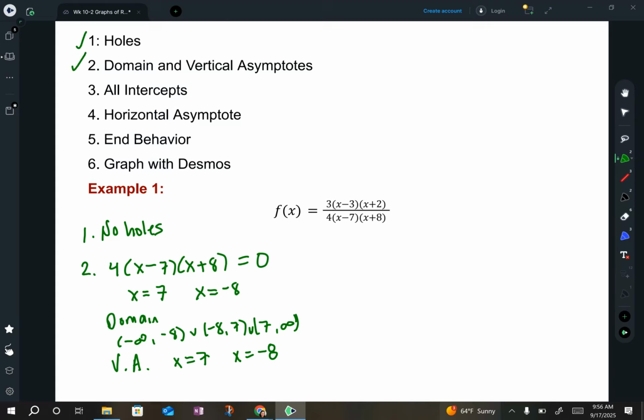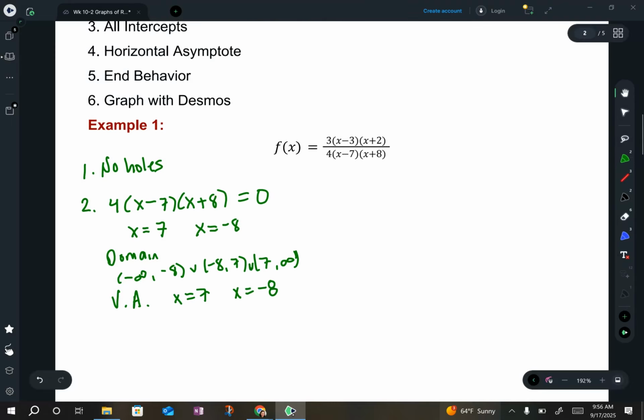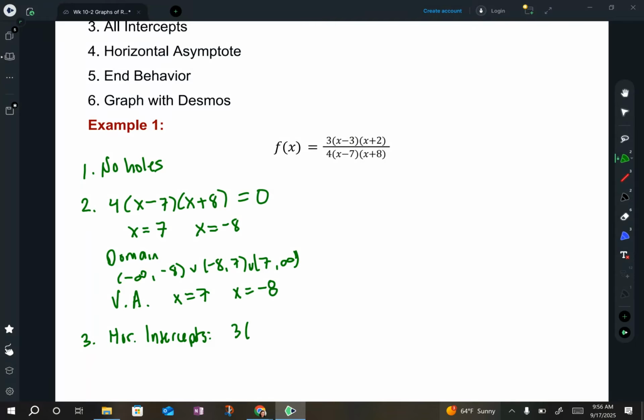All right, great. Two is done. Check holes, check domain and vertical asymptotes. Now all my intercepts. Let's go ahead and check those. The horizontal intercepts happen when my numerator equals 0. So I'm going to set my numerator equal to 0. That's where 3(x minus 3)(x plus 2) equals 0. Those happen at x equals 3 and x equals negative 2. So those are the points (3, 0) and (negative 2, 0).